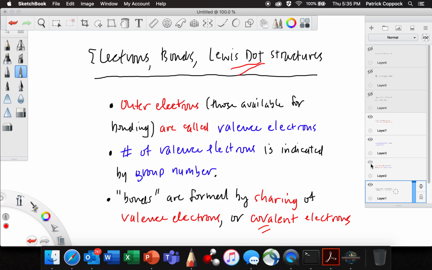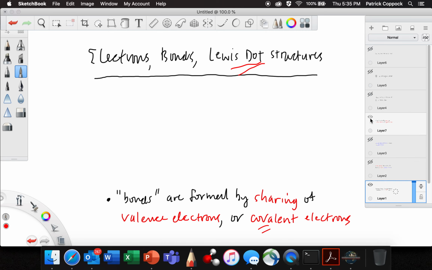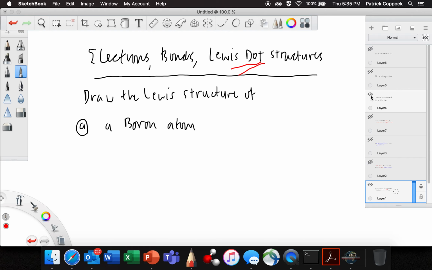Okay, so let's look at a question that we might get from a section like this. Draw the Lewis structure of a boron atom. So for a boron atom, let me come here in blue. For the Lewis structure, we're going to indicate the core of the boron atom, that is not the valence electrons, but all the inner electrons and the nucleus, just with the chemical symbol B.